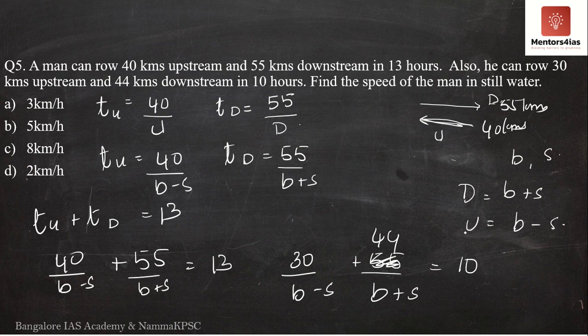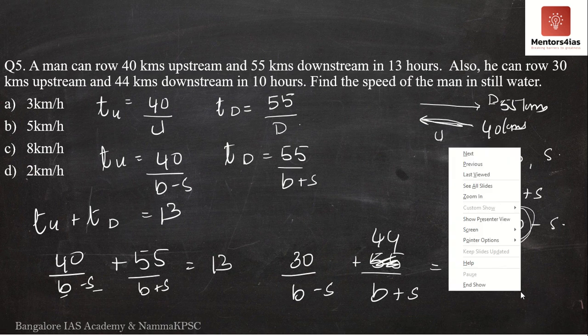Now don't you have two simultaneous equations with two unknown variables, that is B and S, where the question is only asking you to find the value of B. Whenever you read this kind of question, I straight away want you to write 40 divided by B minus S plus 55 divided by B plus S is equal to 13, and 30 divided by B minus S plus 44 divided by B plus S is equal to 10. This is what I want you to write. This explains how you get these two equations in the first place.